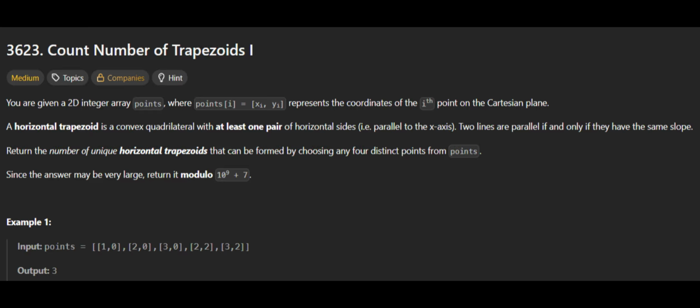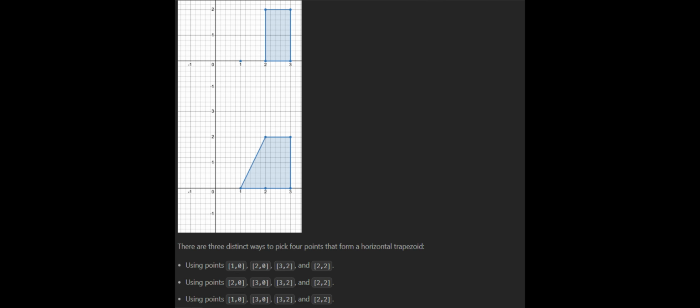If the input points are (1, 0), (2, 0), (3, 0), (2, 2), and (3, 2), the output is 3. There are exactly 3 different ways to pick 4 points that form a valid horizontal trapezoid. 1. Using (1, 0), (2, 0), (3, 2), and (2, 2). 2. Using (2, 0), (3, 0), (3, 2), and (2, 2). And 3. Using (1, 0), (3, 0), (3, 2), and (2, 2). That's the complete problem. Now let's dive into how to solve it efficiently.